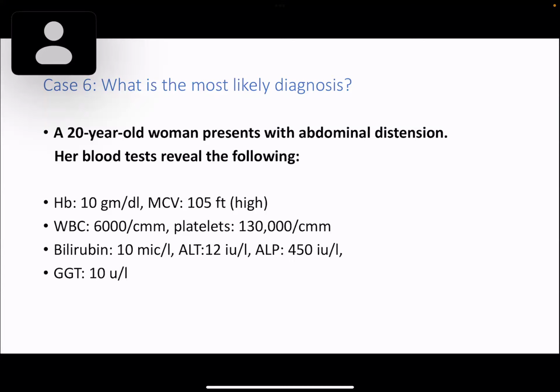Although this patient is having other features that might suggest liver disease, like thrombocytopenia and low albumin. Okay. So albumin in this patient is low as well. It's not written here, but this lady has low albumin and thrombocytopenia. So what is the most likely diagnosis? She is presenting with abdominal distension, which might suggest presence of ascites. Someone who has anemia and thrombocytopenia and low albumin. So what could be the diagnosis here?